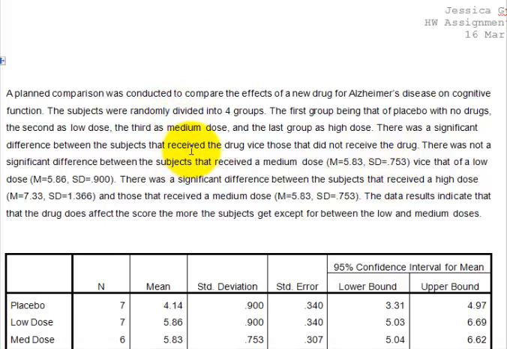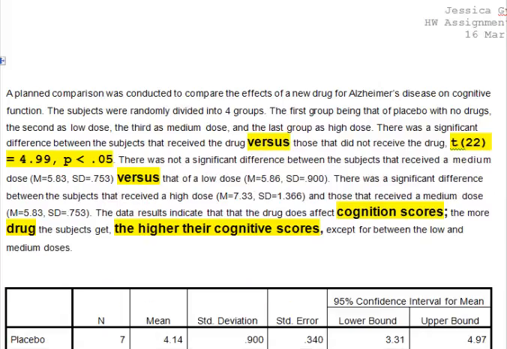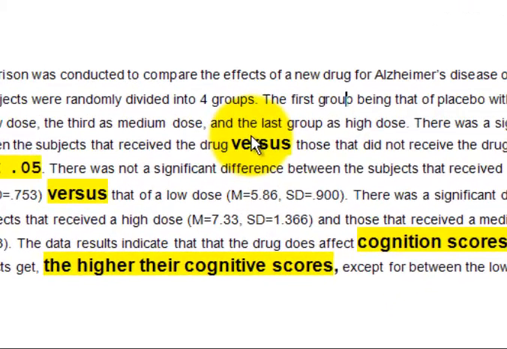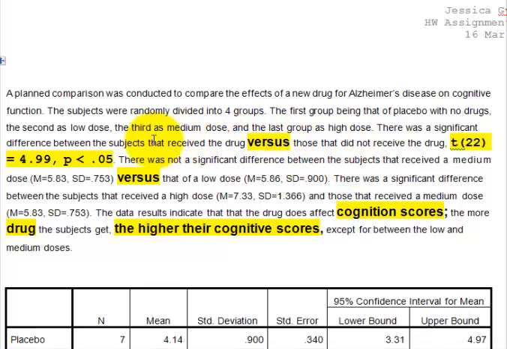There are a few things I want to point out to you. First of all, I think it was a spell check error. You had the word "vice" in here. It should be "versus." And then you did mention that there was a significant difference, but then you did not write out the t, parentheses, and so on. So keep that in mind.